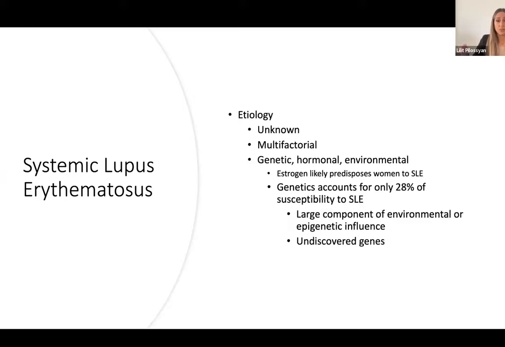What is the cause of lupus? We all wish we knew. It's definitely multifactorial. And like we said, there's a genetic, hormonal, and environmental component to all of this. The estrogen predisposes women to develop lupus. Genetics accounts for a reported 28% of susceptibility to lupus. So there's likely a large component of environmental and epigenetic influence. And of course, I'm sure there are still uncovered genes that we don't know about that contribute to lupus.